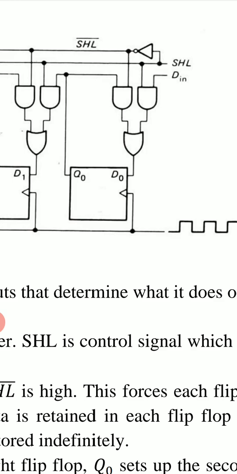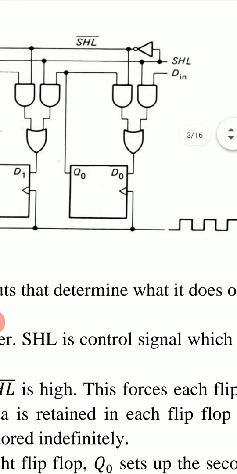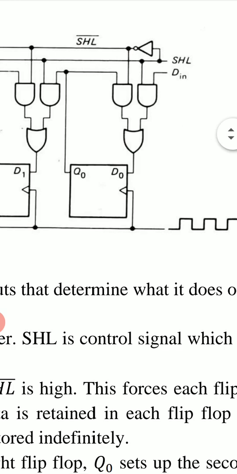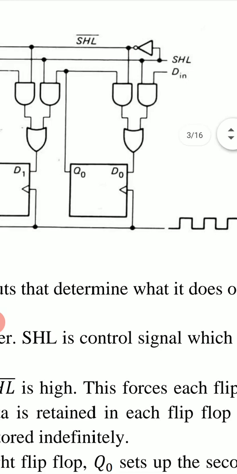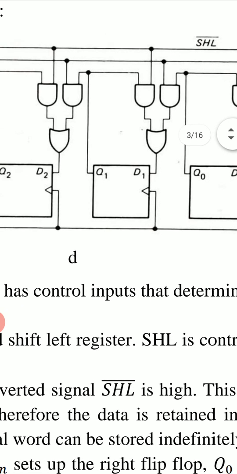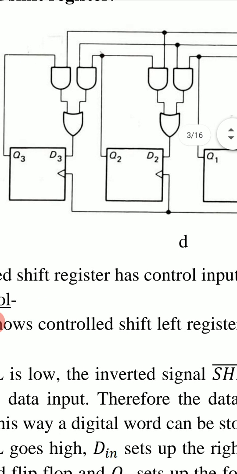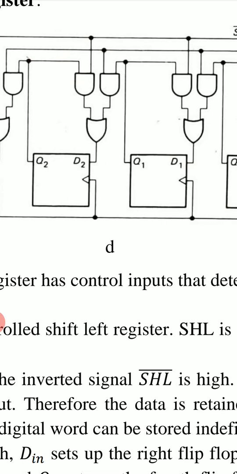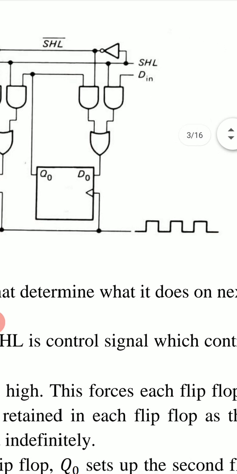SHL bar is 1. So the left AND gate will be enabled and it will transmit Q0 to D0. And Q0 is equal to D0 for the next positive clock edge. So Q0 remains Q0. Similarly, Q1 remains Q1, Q3 remains Q3. So this word is retained, stored indefinitely until SHL is high.